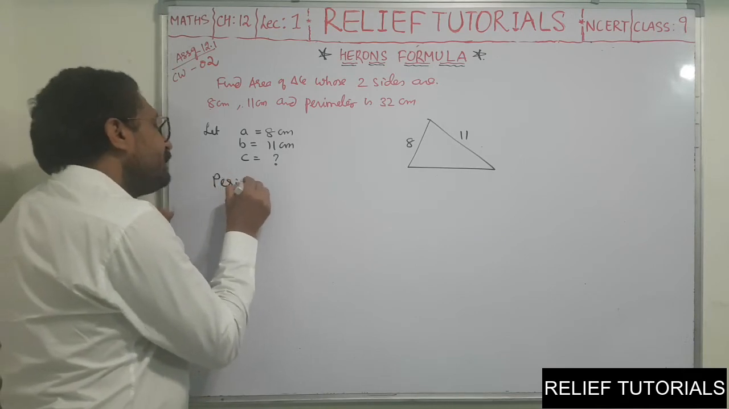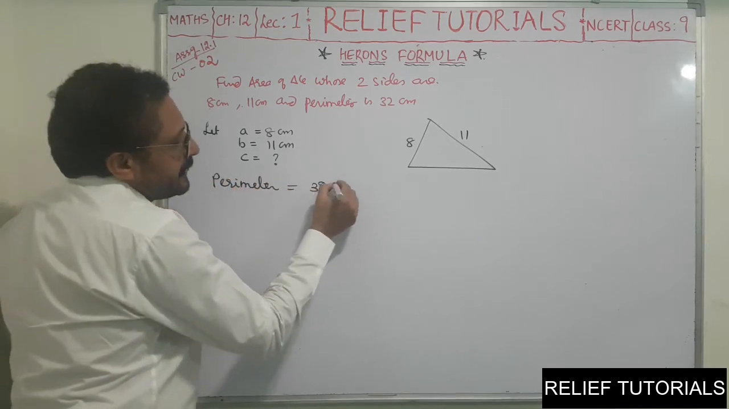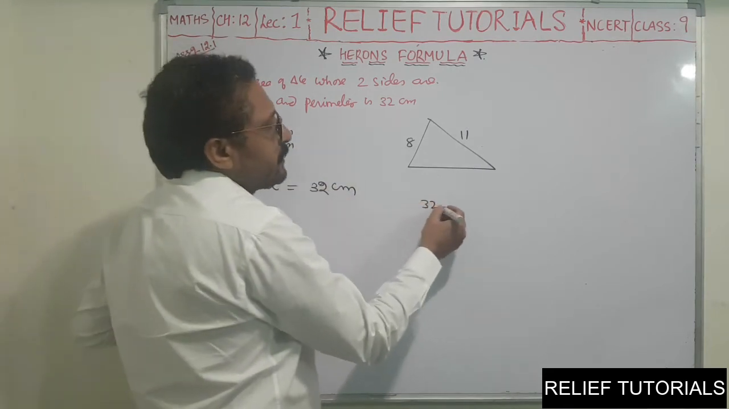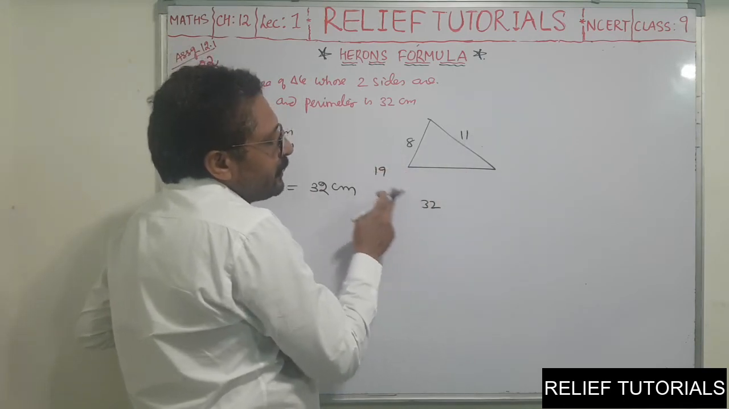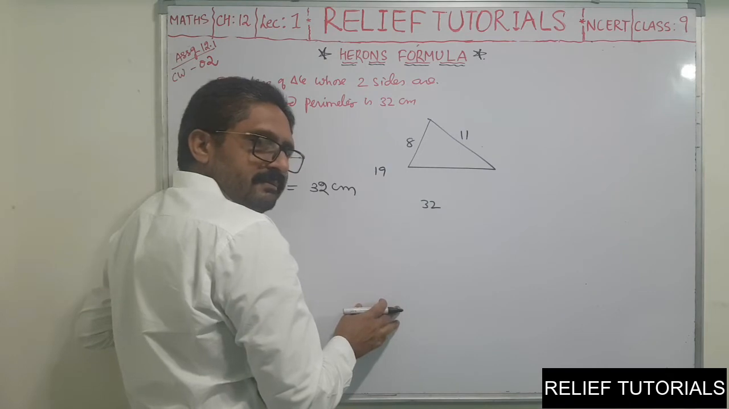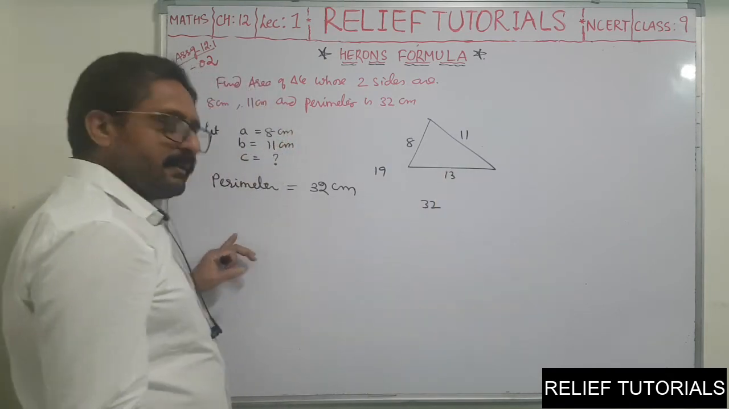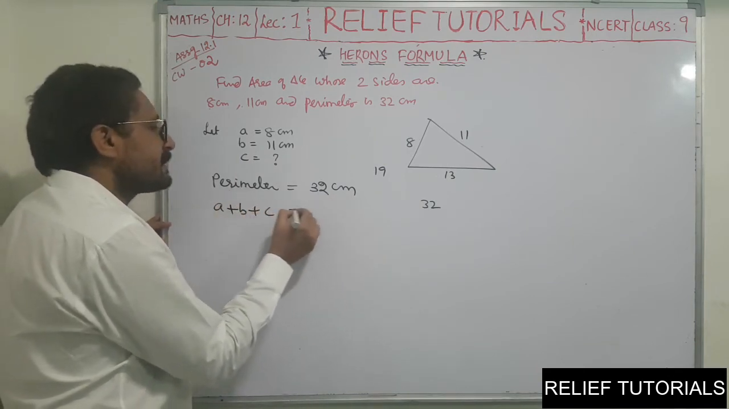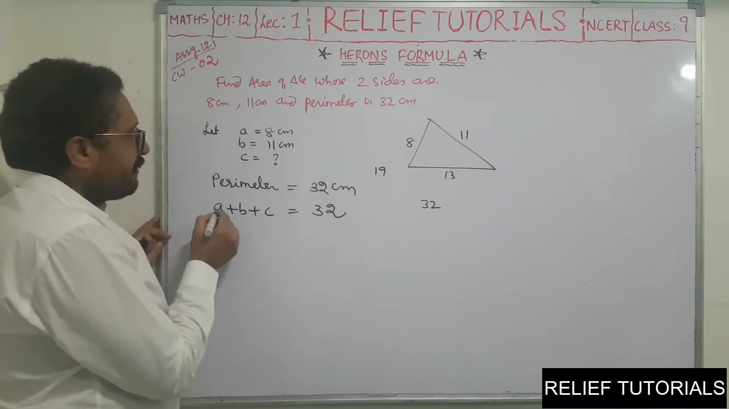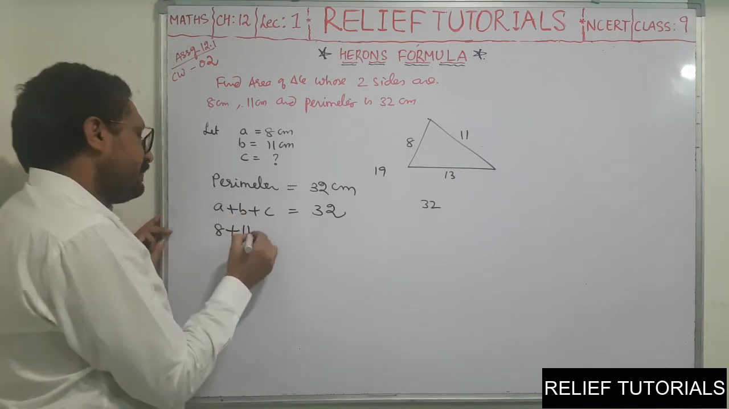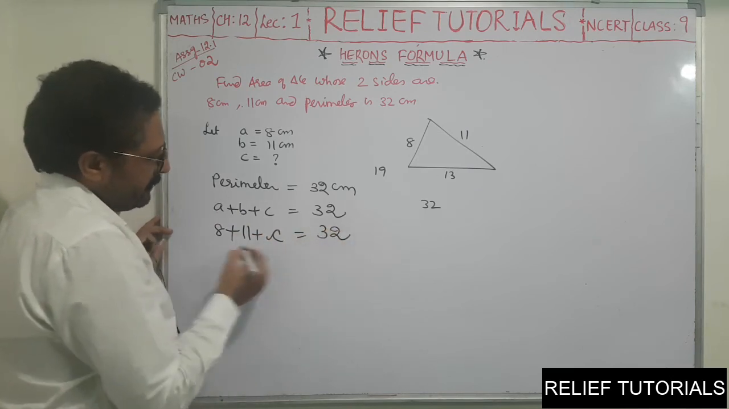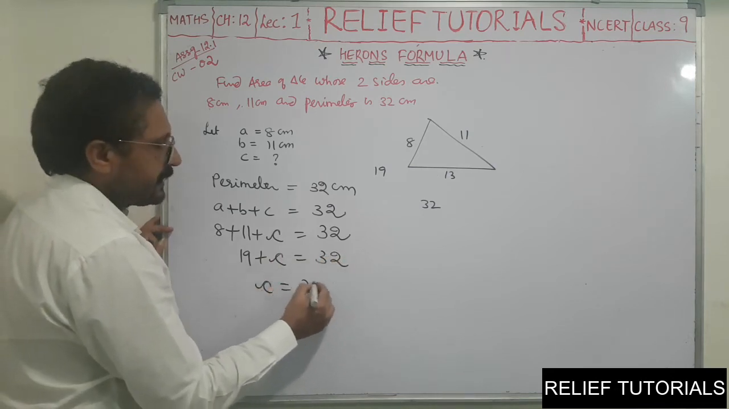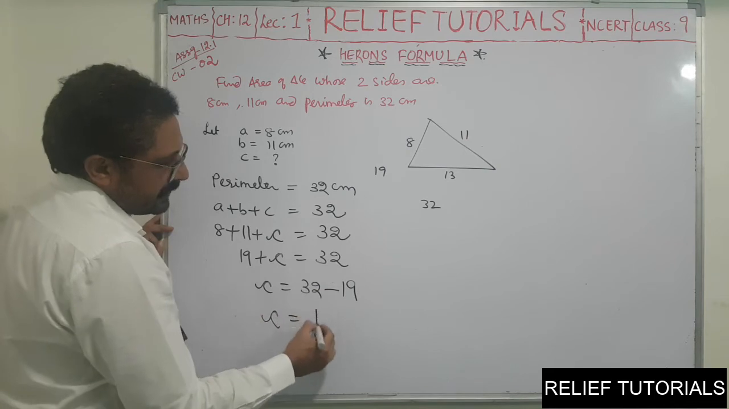So perimeter means how much? 32 centimeter. Perimeter means the sum of all the three sides. So A plus B plus C is equal to 32. We have A, 8. We have B, 11. We don't have C. 8 plus 11 plus C is equal to 32. So C is equal to 32 minus 19. So C is equal to 13.